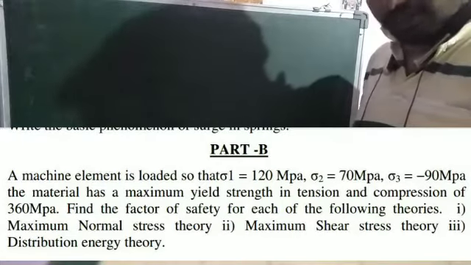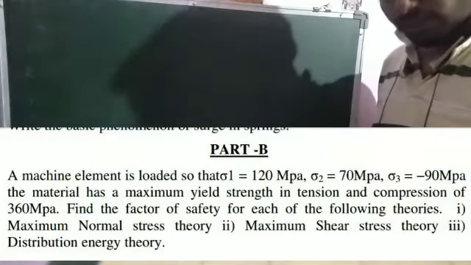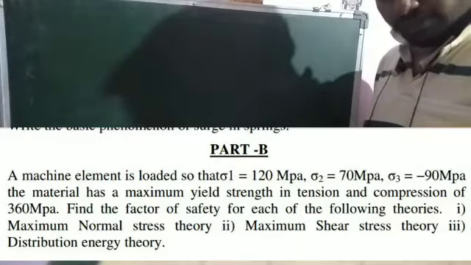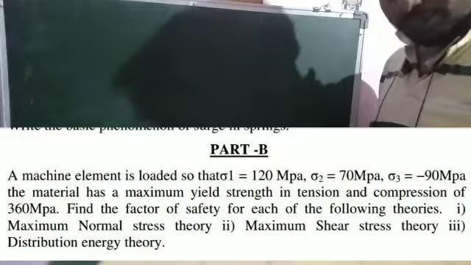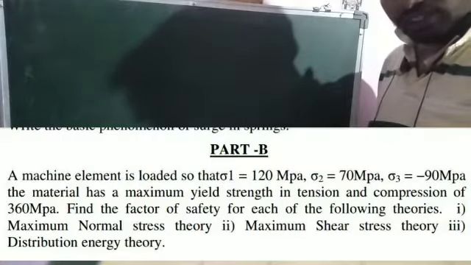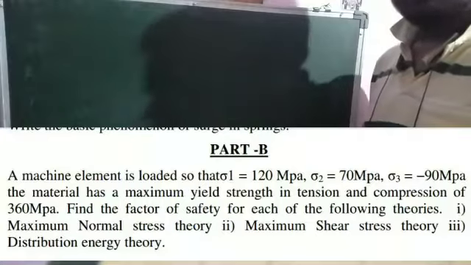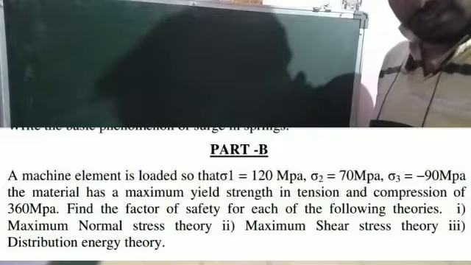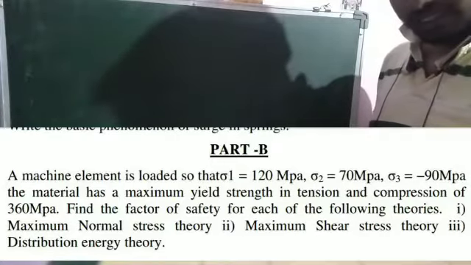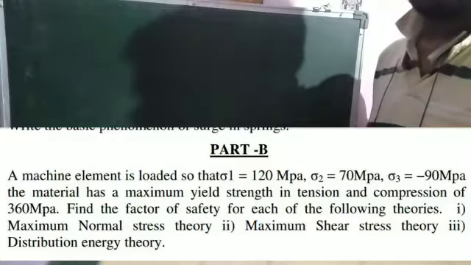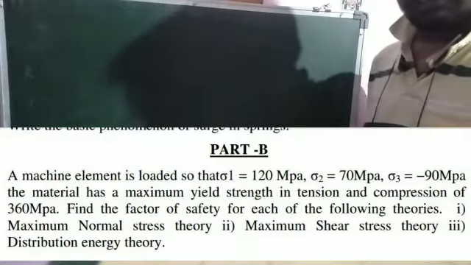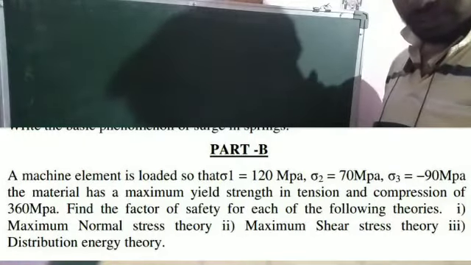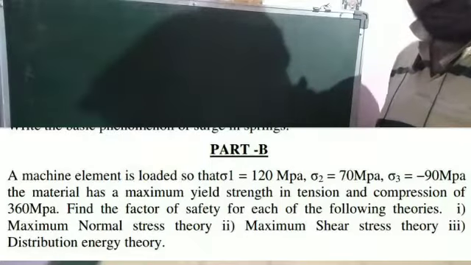The material has a yield strength in tension and compression of 360 MPa. So the yield strength is given as sigma y, 360 MPa. Find the factor of safety for each of the following theories. Here we have to find the factor of safety using these theories: first, maximum normal stress theory; second, maximum shear stress theory; and finally, distortion energy theory. We have to find the factor of safety for each of these theories of failure.